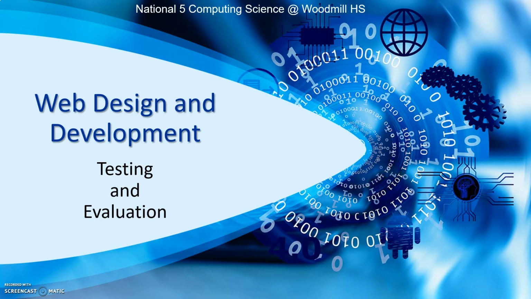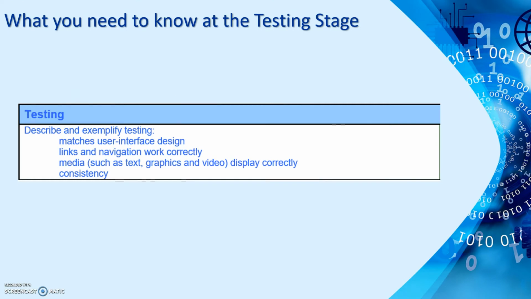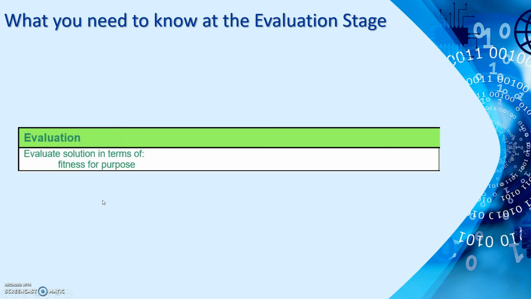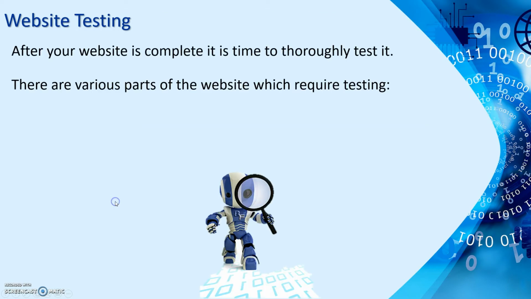What we've done is we have covered analysis, we've covered design, we've covered implementation, and now we're lastly today looking at testing and evaluation, and that's the end of all of the theory for the Web Design and Development unit. So what you need to know at the testing stage: 4 things. Describe and exemplify testing for this, and this. And for evaluation, literally just you need to evaluate the solution in terms of fitness for purpose. So let's look at each of these.